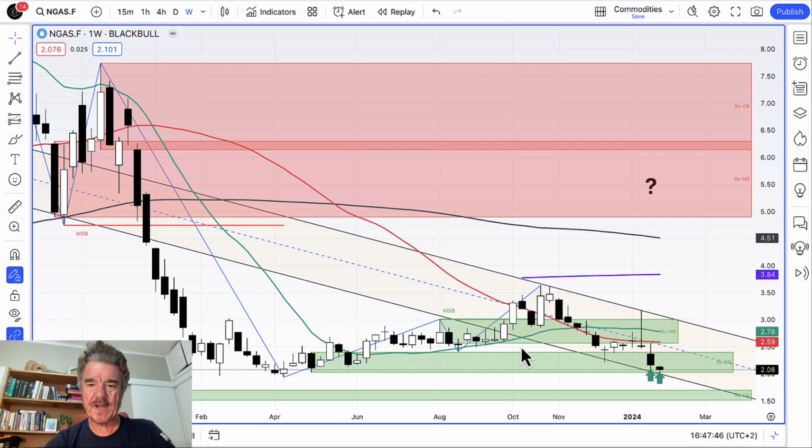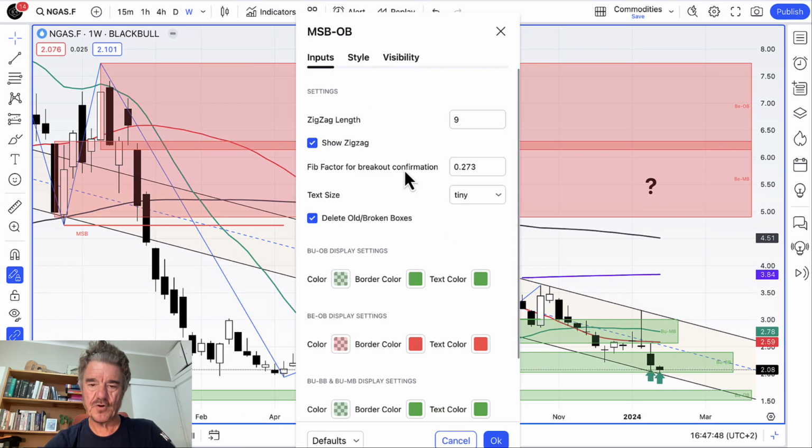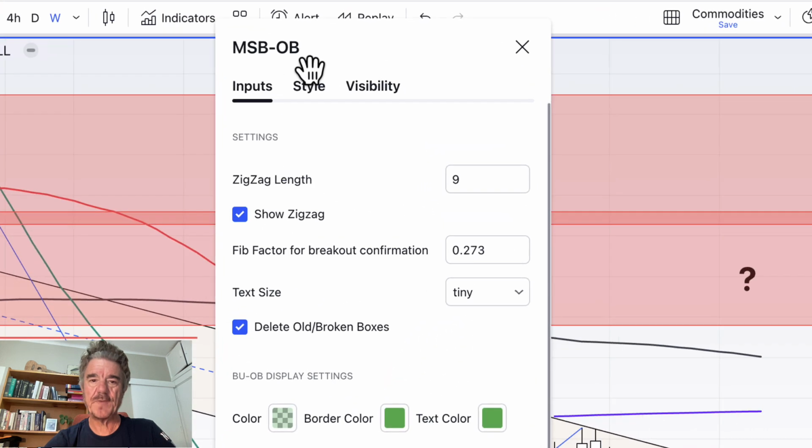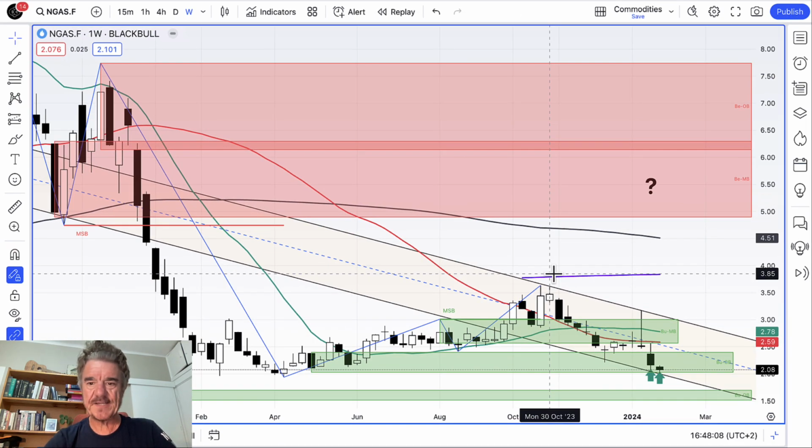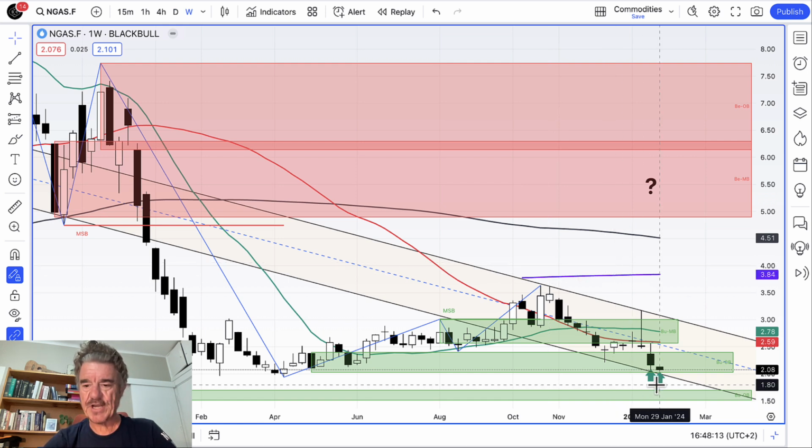And these three green blocks here, the support and resistance zones and the order blocks, are drawn in automatically by the software that I've used. I pointed out before, it's called MSB-OB. I believe the OB stands for order block, was pointed out to me, and you need to change the default apparently to 0.273. This just draws in those levels automatically, so you don't have to bother with doing it yourself. It's pretty accurate. So we're at the bottom of this range, and those two green arrows represent our entry points.